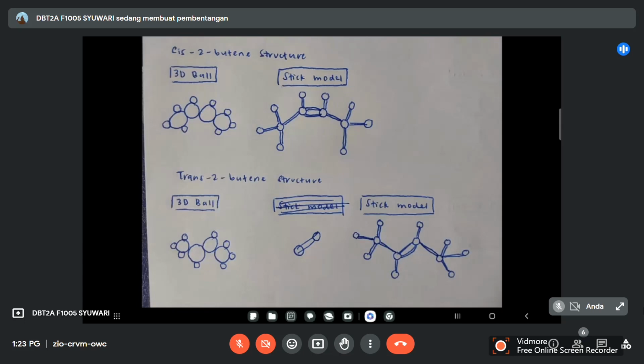But if we see the trans-2-butene structure, which is a molecule with the same side groups placed on opposite sides, we can see clearly in the stick model that one hydrogen is up and one is down. Okay, so that's the difference between cis and trans isomer.